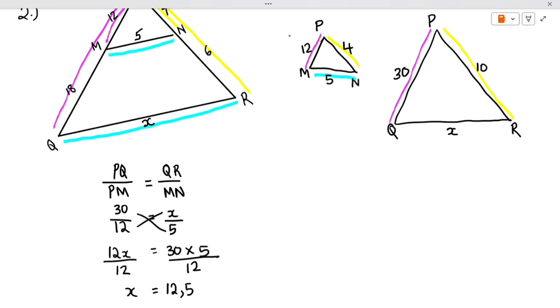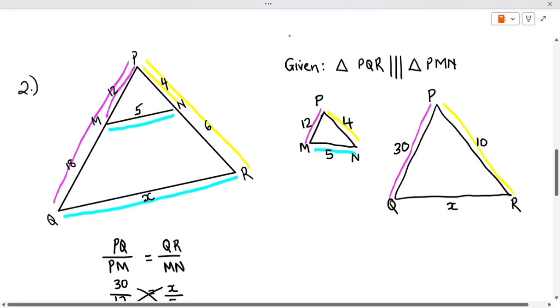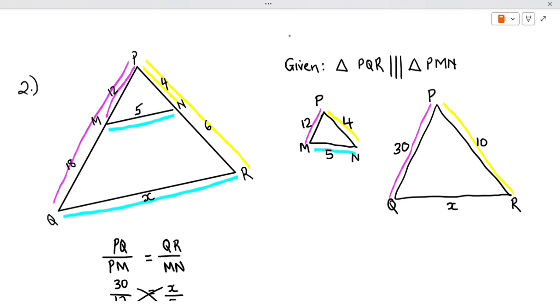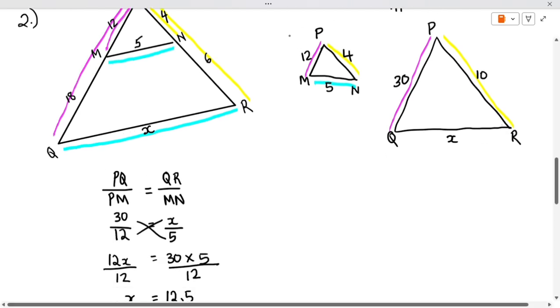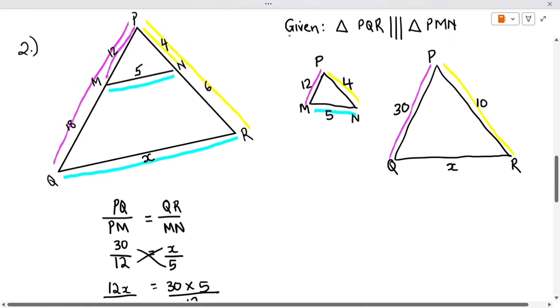Now what you could do is check. If I said the purple over the purple and I said 30 divided by 12, I will get 2.5. If I said 10 divided by 4, I would get 2.5. And then if I check the last one, which I've worked out to 12.5, if I said 12.5 divided by 5, I will get 2.5. And that's how you'd know that your answers are correct.